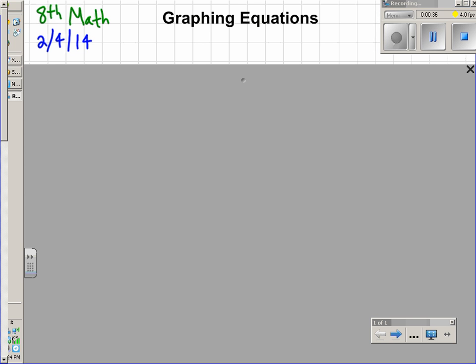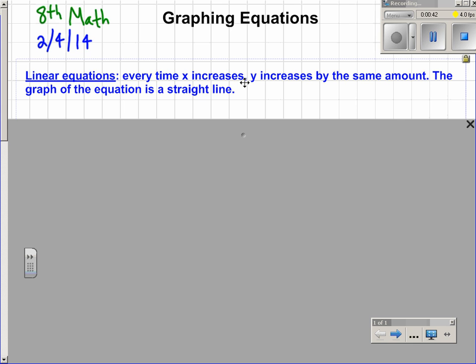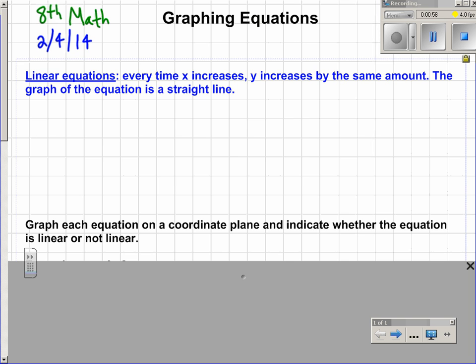So let's go ahead and copy down the definition for linear equations. That is where every time x increases, y increases by the same amount, and the graph of the equation is a straight line. Go ahead and copy that down, and I'm going to set up a table here for us to graph.